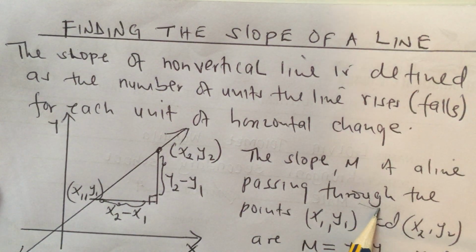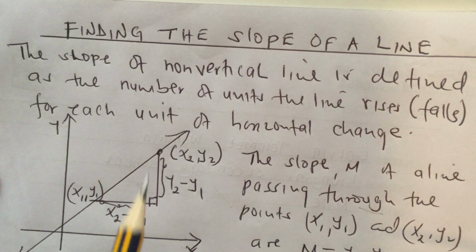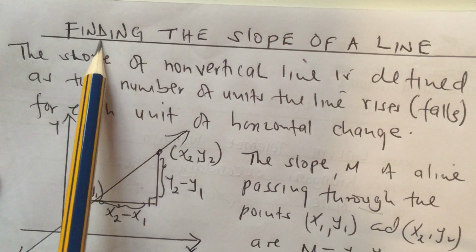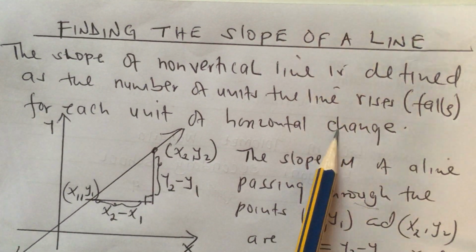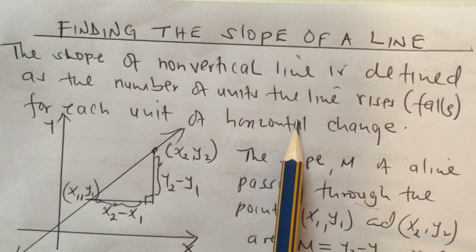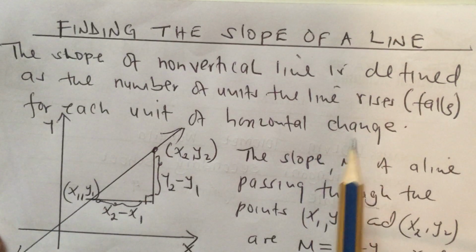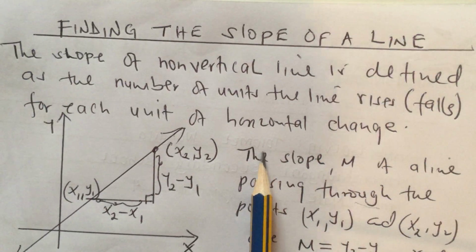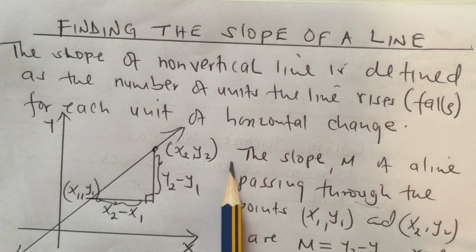Welcome again to the interesting lesson. My lesson in the course today is finding the slope of a line. And the slope, sometimes we refer to it as a gradient. Just to define what a slope is: the slope of a non-vertical line is defined as the number of units the line rises or falls for each unit of horizontal change.